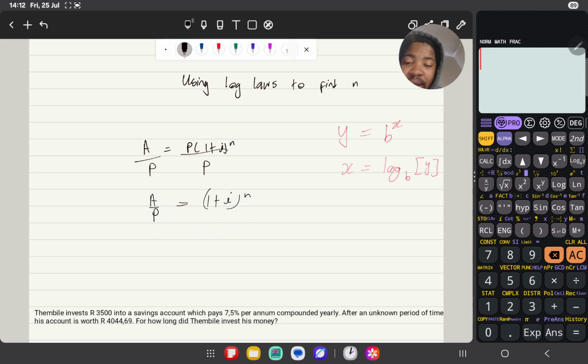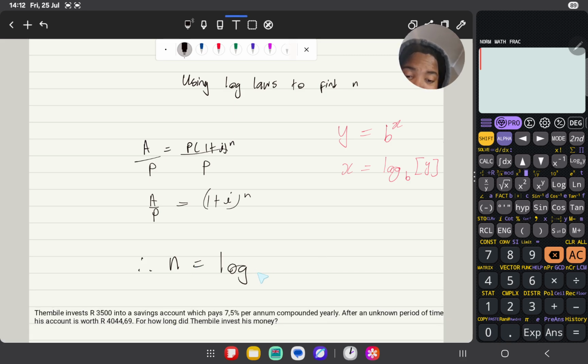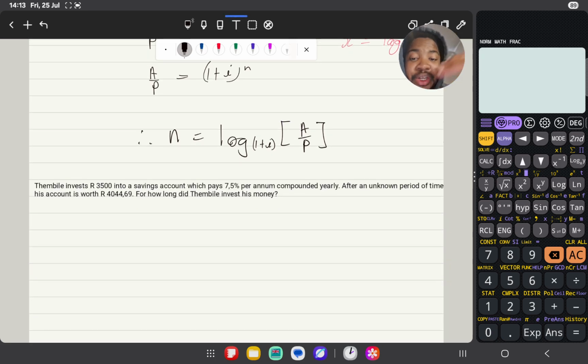So now when we do our thing, we'll say therefore n equals log, the base of the exponent n. What is the base? The base is 1 plus i, and then we have A divided by P. All right, cool. So now let's go solve a couple of questions to see if you do really understand this.